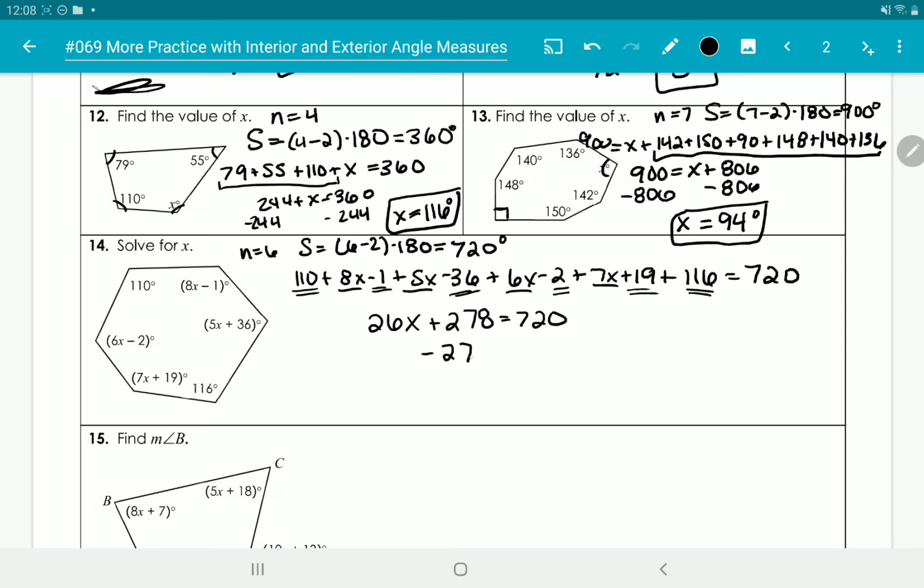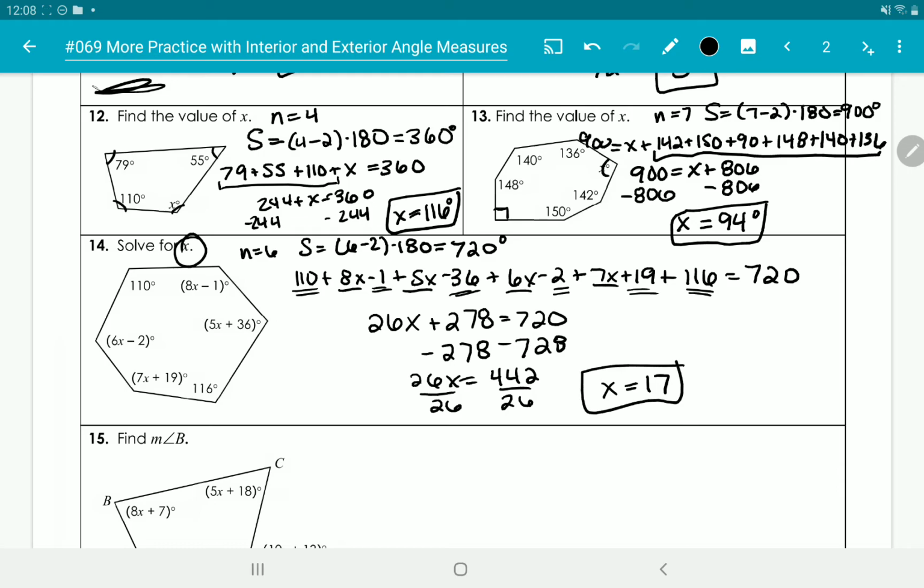So we'll subtract 728 from both sides. Okay, it's going to give us 26x equals 442. If we divide both sides by 26, that's going to give us that x is equal to 17. Since that's what it's asking for, we're good to go.